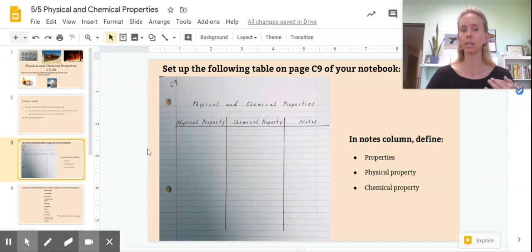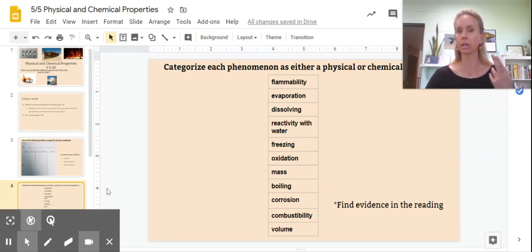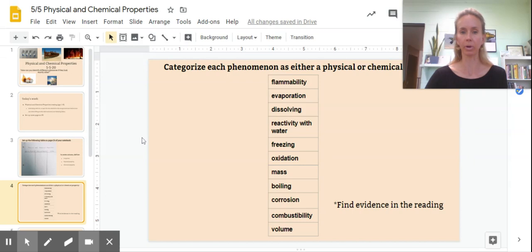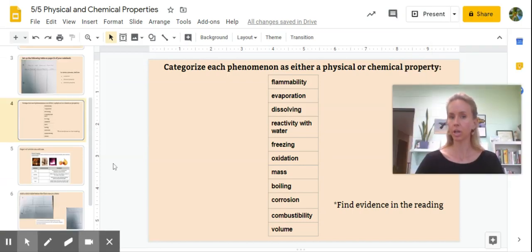And then as far as taking your notes in the physical property and chemical properties columns, I want you to look for these terms as you go through the reading. There are 11 of them, and you are going to categorize each one, each phenomenon, as either a physical or chemical property, and you'll read about that. So in your table, you'll have these 11 terms categorized into either physical or a chemical property, as well as those three notes that I asked for.